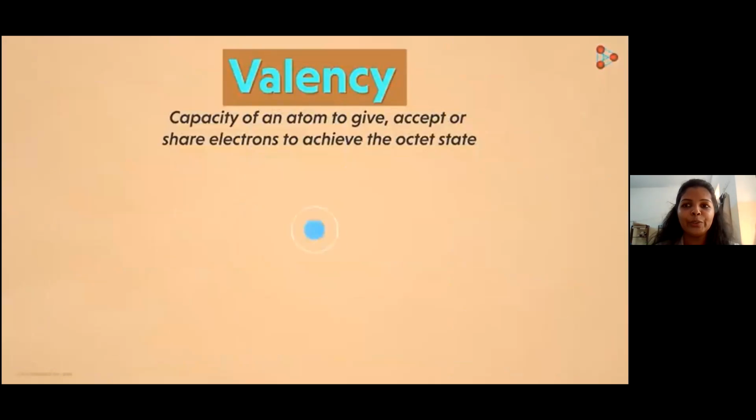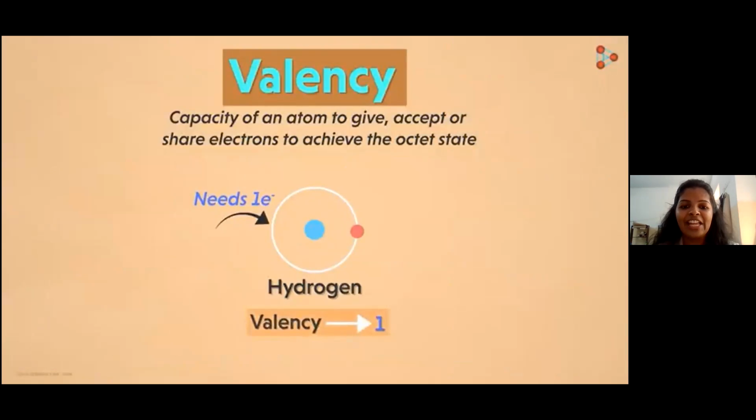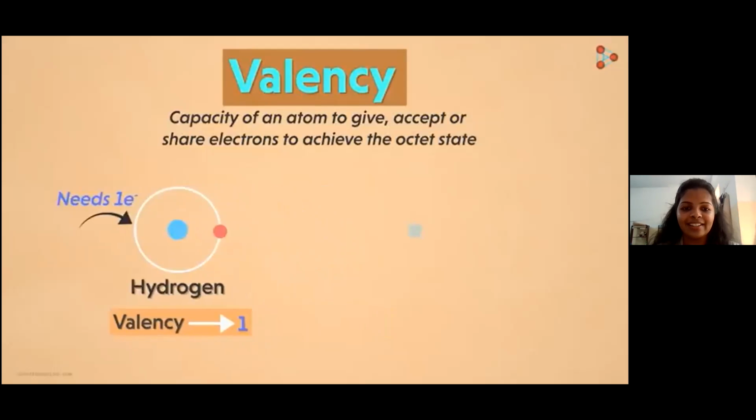Next, we are going to deal more with this. Here is the hydrogen atom. It has the nucleus and 1 electron in the outermost shell. It needs 1 electron for its stable state, so its valency is 1.